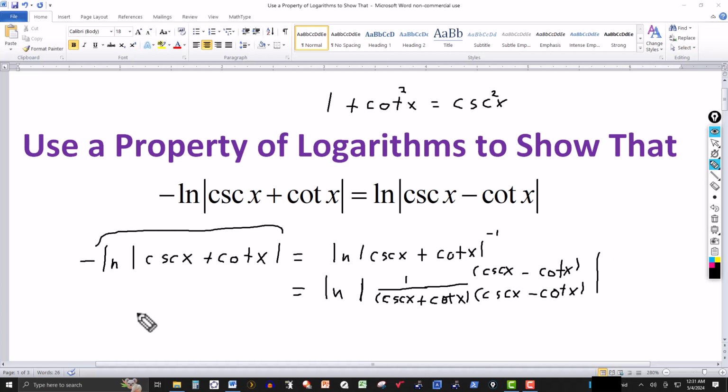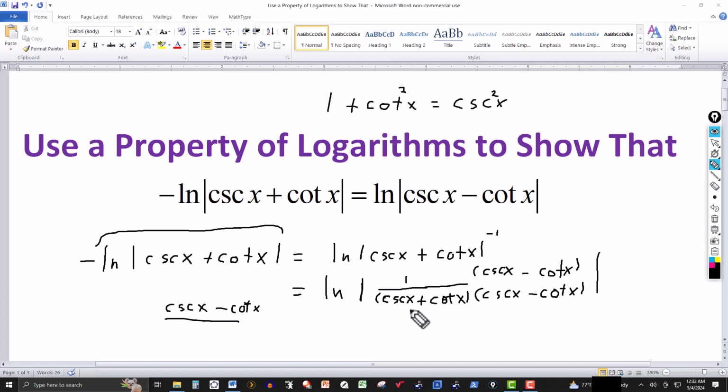So then I'm going to do the rest over here on the side. So I've got the natural log of, so let's just do the algebra. Even though we're dealing with trig expressions here, it's just algebra. So it's 1 times this. So on the side we just write, okay, that's going to give me cosecant of x minus cotangent of x. And in the denominator, what do I have? I have cosecant of x plus cotangent of x multiplied by cosecant of x minus cotangent of x.